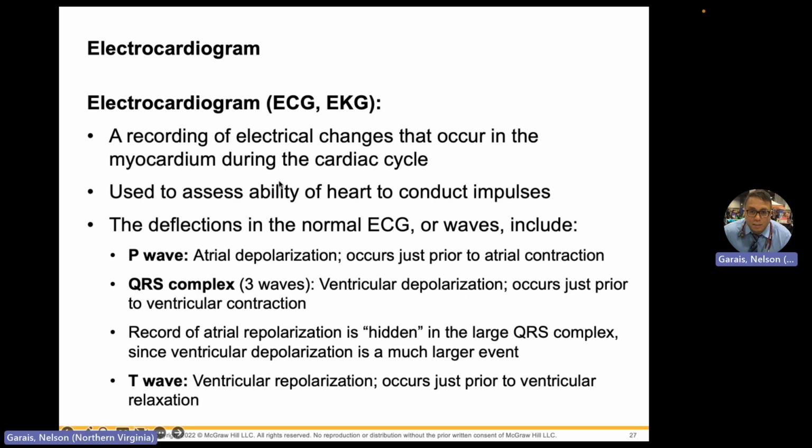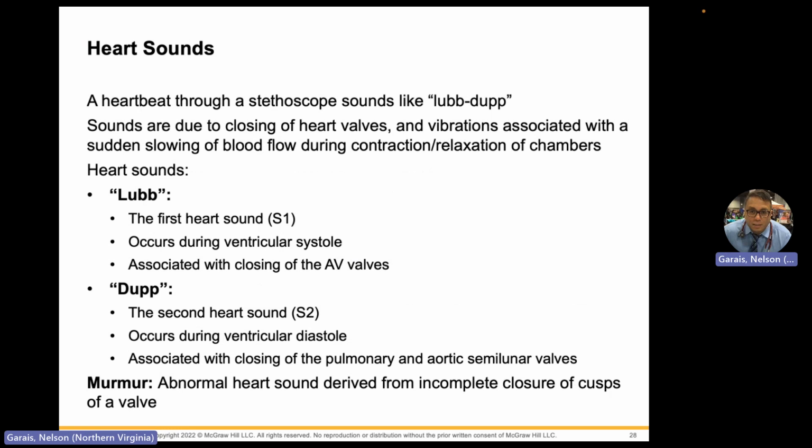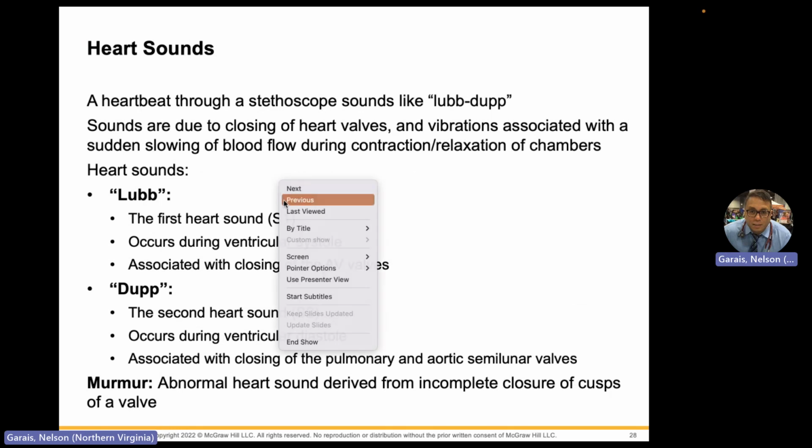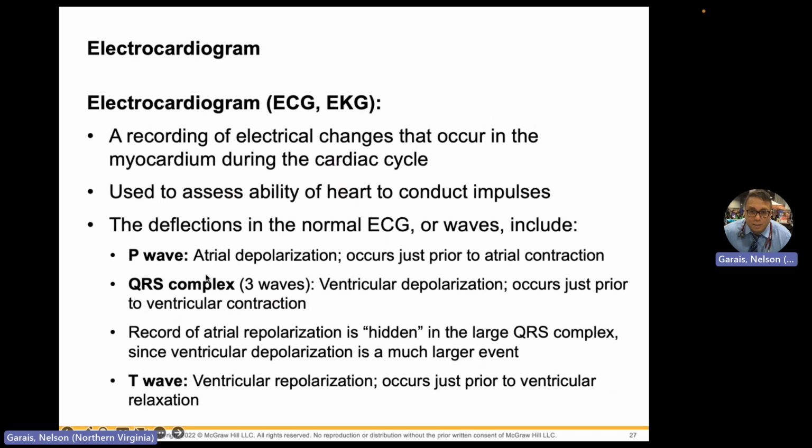Now, ECG, EKG means the same thing, and they're the different waves. So you need to know these. The P wave is atrial, corresponds to atrial depolarization, or the atrium contracting, or right before it contracts. QRS complex, which is the formation of three waves, Q, R, and S. That's for ventricular depolarization. And of course, the T wave is for ventricular repolarization. And the atrial repolarization is hidden because the QRS complex is too big.